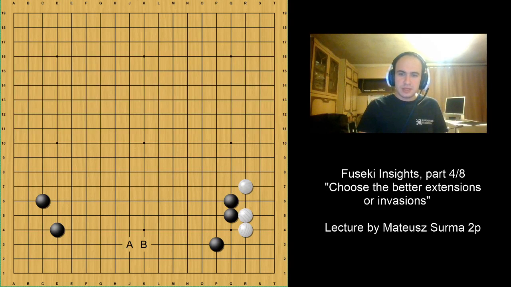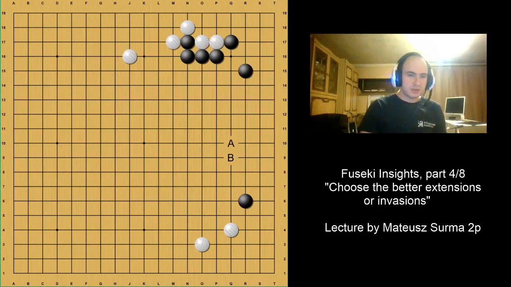Maybe let's move to some other situation. So let's check this shape. What's going on here? Black has a wall, nice wall, and black is wondering which extension to choose, A or B, which is the better extension for black.